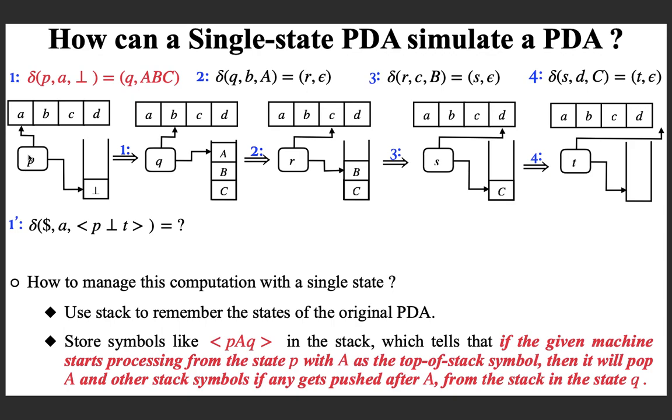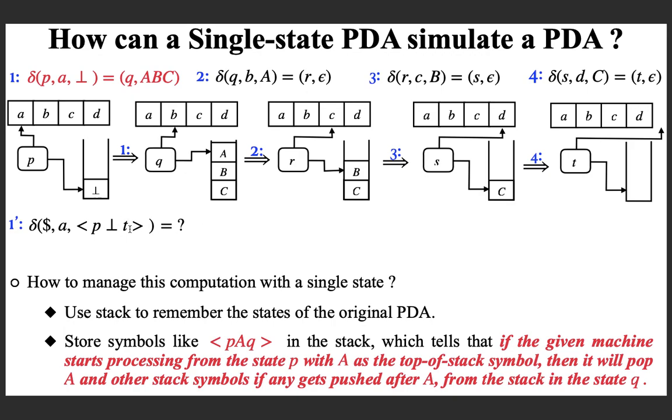And now you are starting at the state P with bot as the top of stack symbol. Then this state must represent the state in which you will pop out all the symbols which are pushed onto the stack after bot. After bot you are pushing ABC. Here you are taking out A. Here B is also taken out, and in this case C is also taken out here. So this is that state T, and I hope you are now getting it.